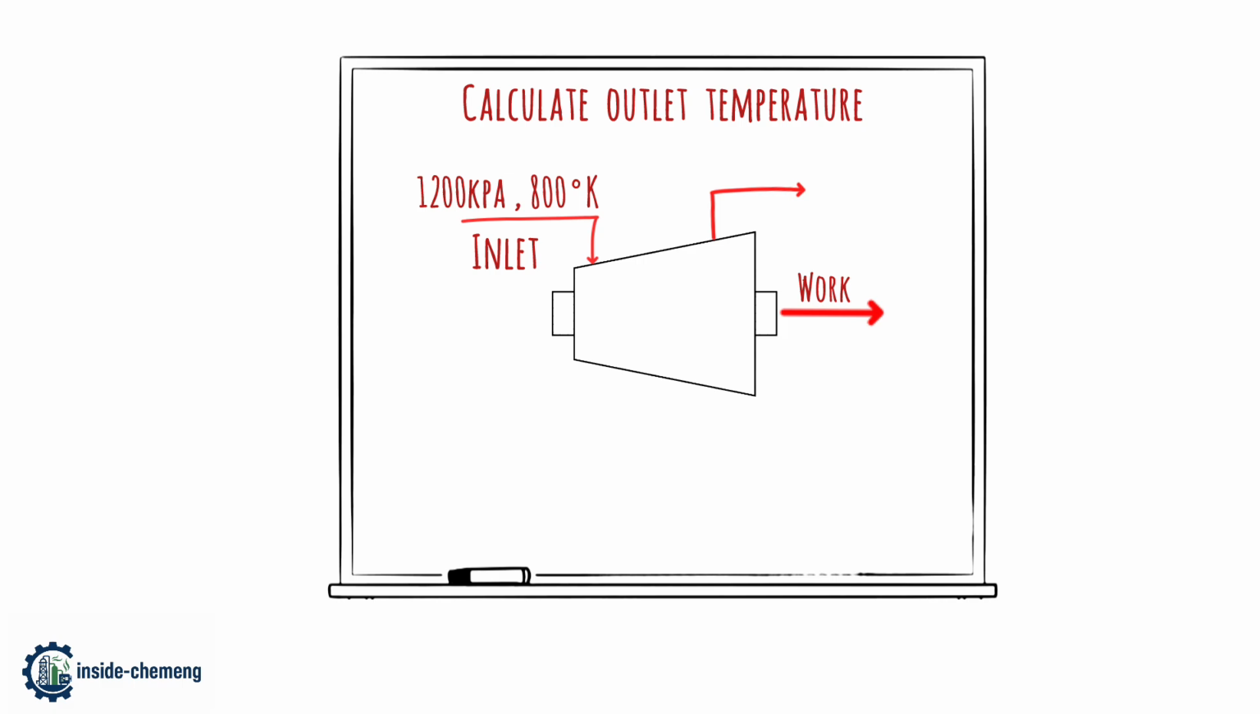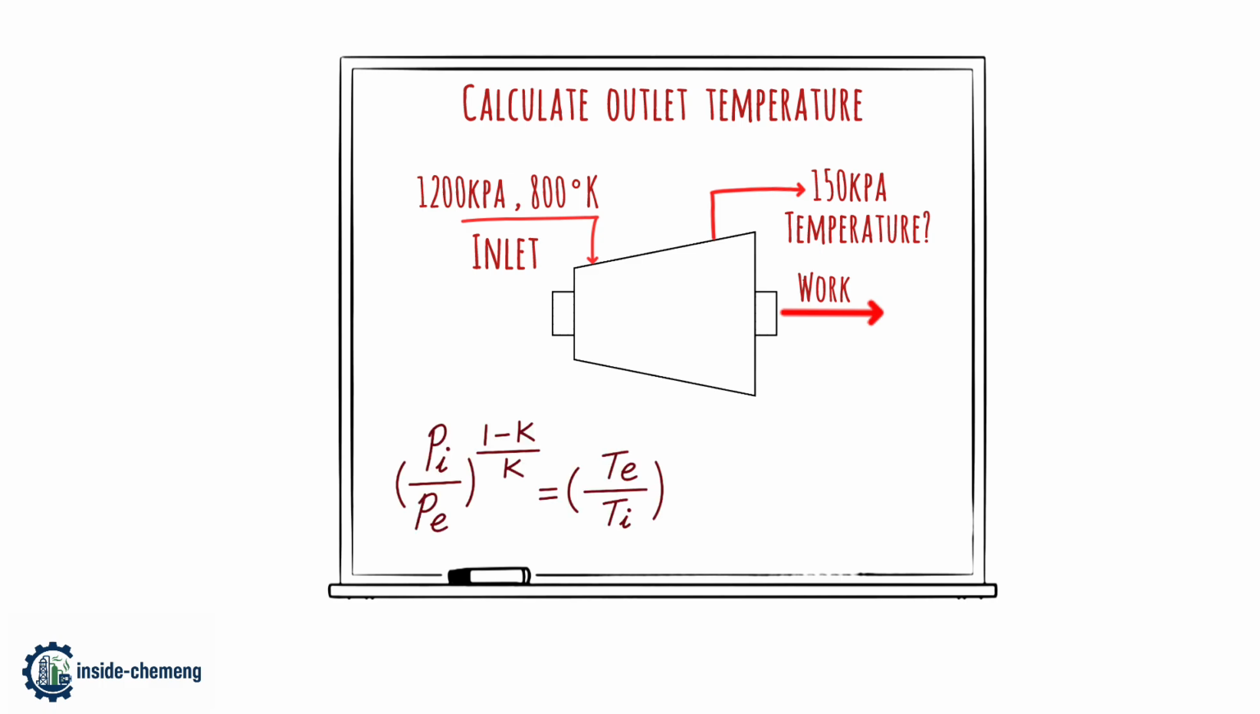For instance, we just say we want the outlet pressure of the turbine to be 150 kilopascals. Now we want to figure out, if this turbine drops the pressure from 1200 kilopascals down to 150 kilopascals, how much will the fluid's temperature drop at the exit? Because the process is adiabatic, we use the ideal gas adiabatic relations, which is this formula right here.